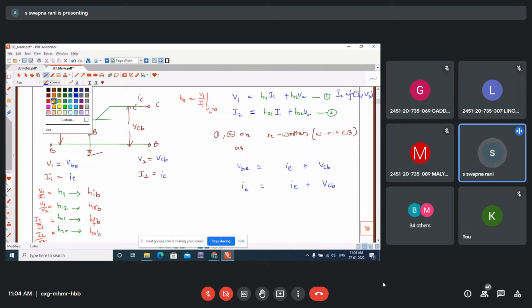Now H parameters we will replace. H11, what is H11? Input impedance of common base. So HIB, HRB.